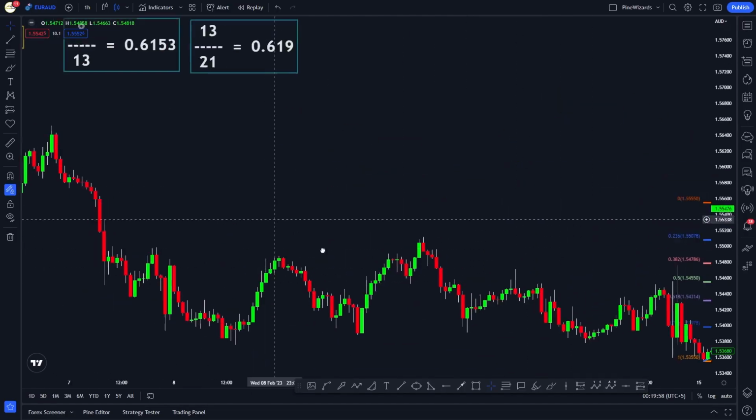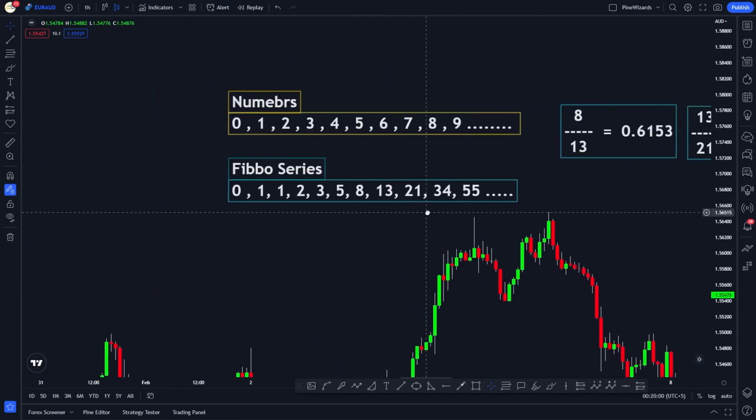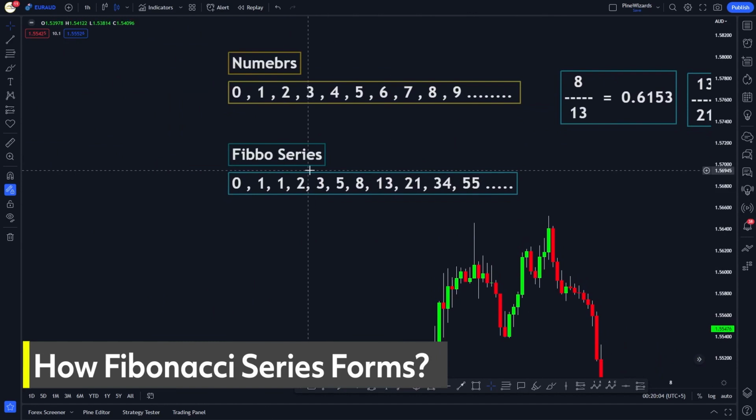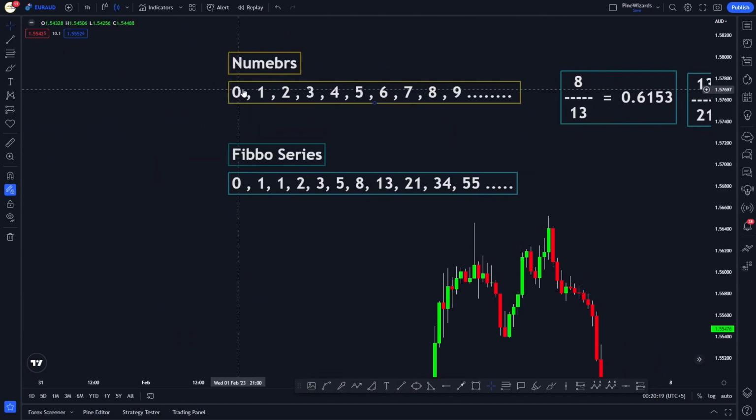So first of all, in order to learn the Fibonacci series or Fibonacci retracement, you need to understand how the Fibonacci series forms. And here you can see that there's the list of whole numbers which start from 0 and go all the way upwards. So here is 0, 1, 2, 3, 4, 5, 6, 7, 8, 9. Now this is the list of whole numbers.